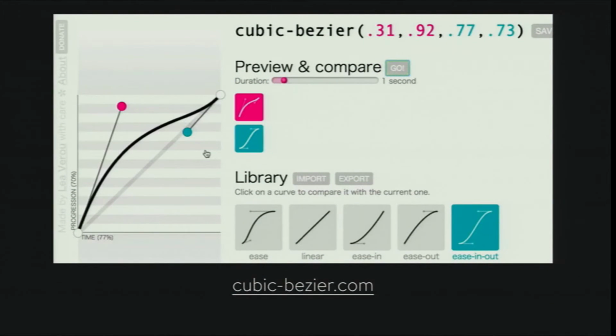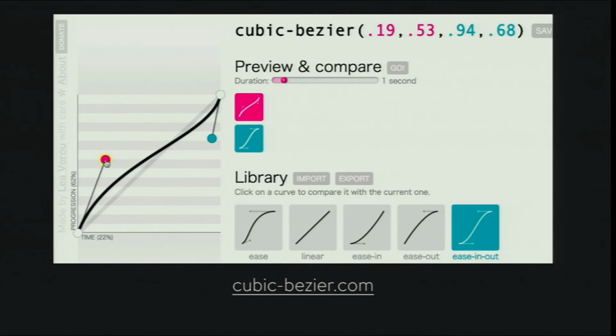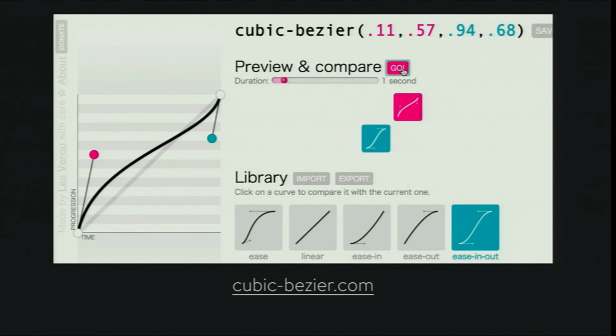A really good place to mess around with cubic Bezier functions is conveniently cubicbezier.com, a site Lea Verou put together a while ago, actually. But it's still my favorite one. So you can go there and mess around with the control points and change the curve, compare it to other ones. And then when you've got one you like, you can race it against other easing curves. Spoiler alert, though, it's always a tie.